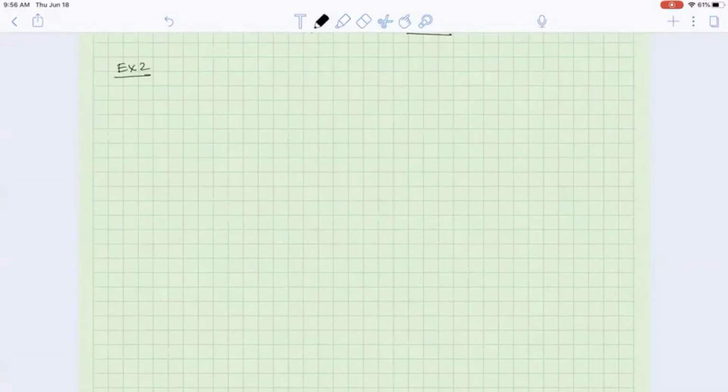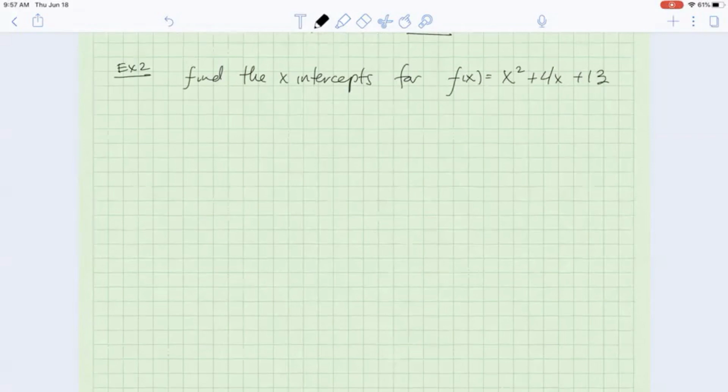Example 2. Find the x-intercepts for f of x equals x squared plus 4x plus 13. This is an important exercise on this one. You may feel like I'm about to do the same thing for repetition. The outcome here is very different. Please pay attention. Let me know if you have any questions here.